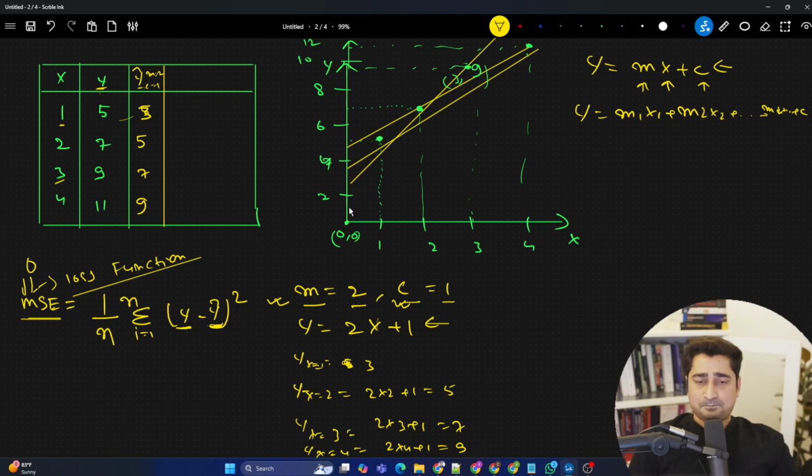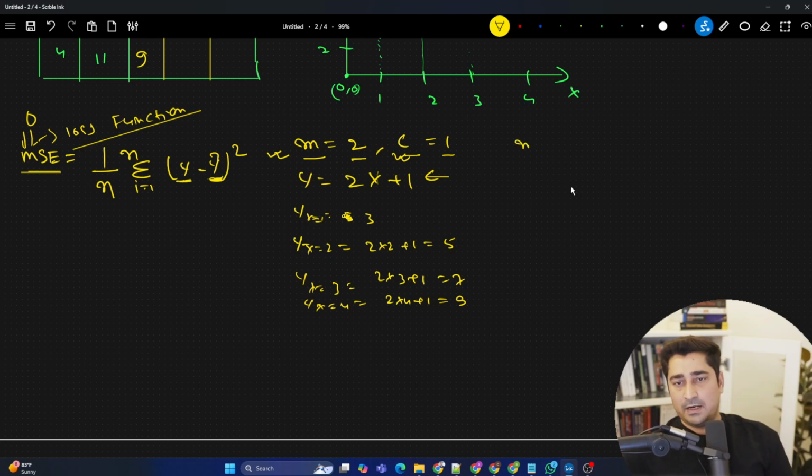Okay, fine. Now let's try to do a calculation, just for simplicity. Let's try to find y hat when m equals 0 and c equals 0, so that I can derive the entire calculation and show it to you. When m equals 0 and c equals 0, can I say that my equation will be 0 into x plus 0? So y equals 0. Can I say that? y is equal to 0.